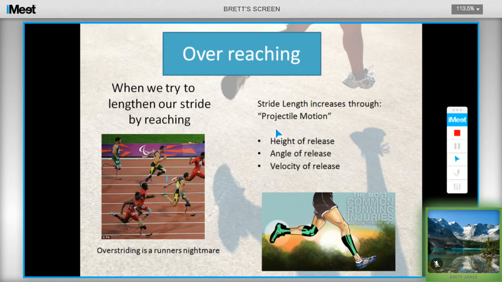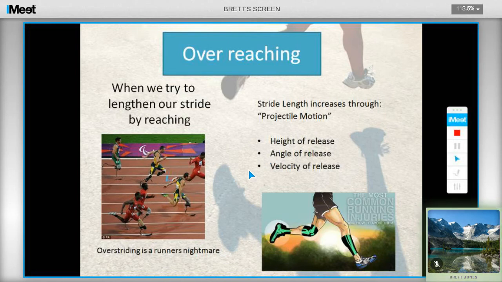And so simply now we can see that there's no need to increase our stride length by lengthening or reaching in the front side mechanics. The actual benefit of increasing our stride length comes from improving our velocity, our timing of release, the height of release, and the angle of that release. So it really comes down to a technical component and also about a force delivery component on the ground.